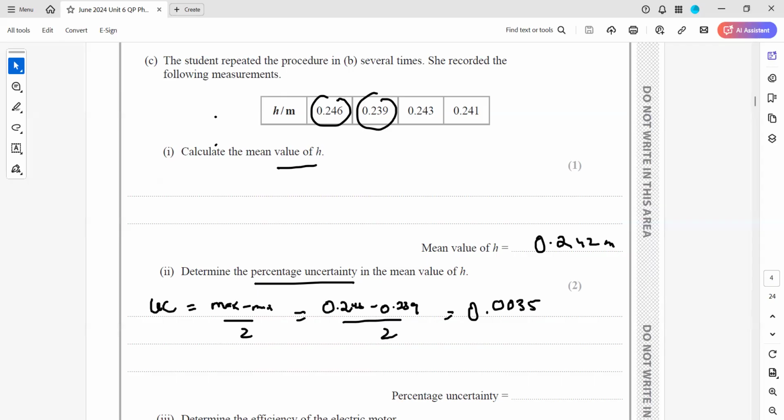0.0035. And then we need the percentage uncertainty. If we need the percentage uncertainty, it is the uncertainty, which is 0.0035, divided by the average value, which was 0.242, into 100. That will give us the percentage uncertainty. 1.46. So 1.46% is the uncertainty in the measurement. So for a group data, that's how we work out the percentage uncertainty.